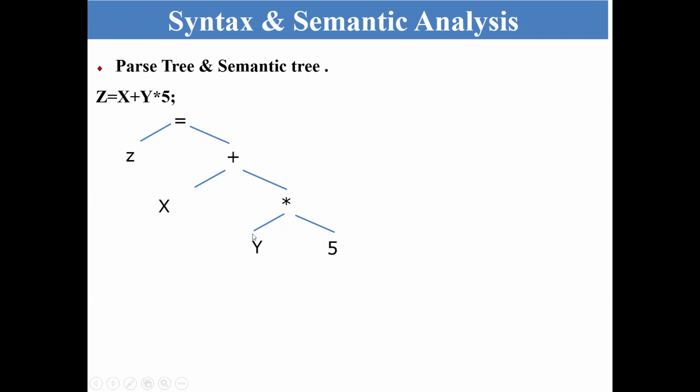So check from the bottom. First of all, do the multiplication y into 5, then this is the output, then X plus the result of that y into 5, and then which is equal to Z. So here the result of this parse tree and semantic tree is the same because data types are the same, no need to change the data type.